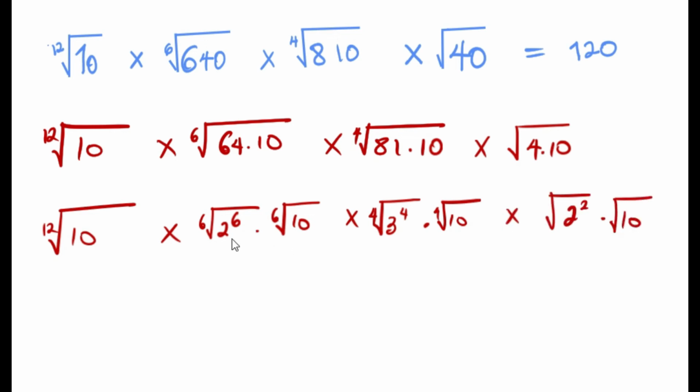Now all I did here is I noticed 64 can be rewritten as an exponent. So that's rewritten as 2 to the 6. 81 can also be written as 3 to the 4. And 4 can also be written as 2 to the 2. Now this helps me simplify it a little bit better because whenever you have a root and an exponent, if they are the same, they kind of cancel out. So this is what you're going to get.